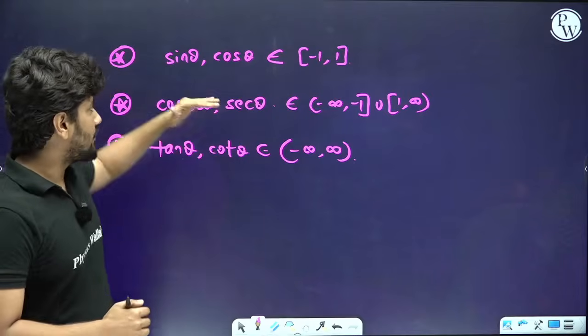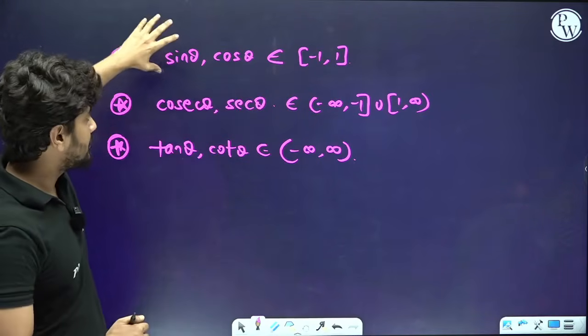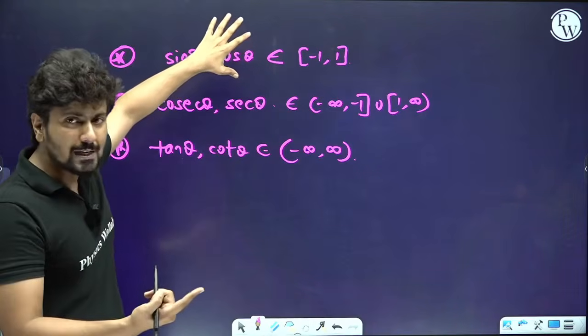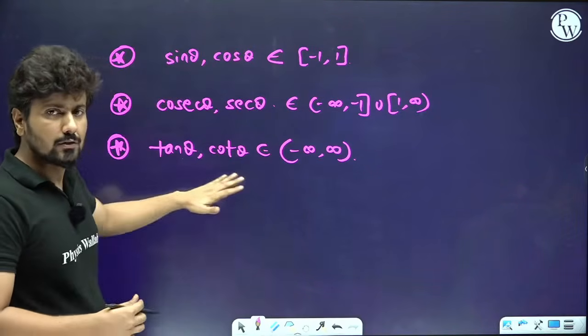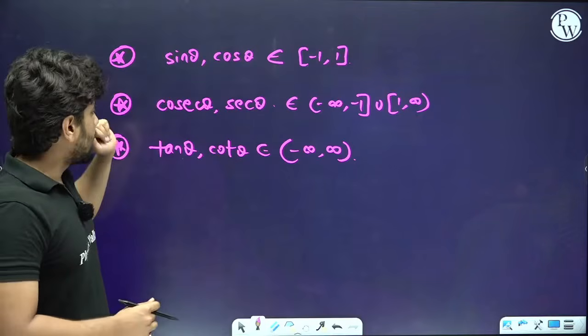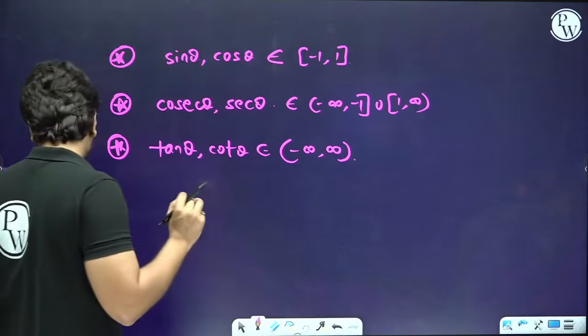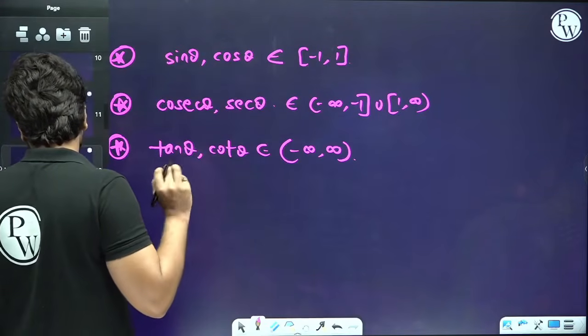So we have seen where sin theta becomes 0. Sin theta becomes 0 at integral multiples of pi. Cos theta becomes 0 at odd multiples of pi by 2. And you know about tan theta and cot theta. Now cosec theta and sec theta never become 0. Okay, now let's solve a few questions on this concept.